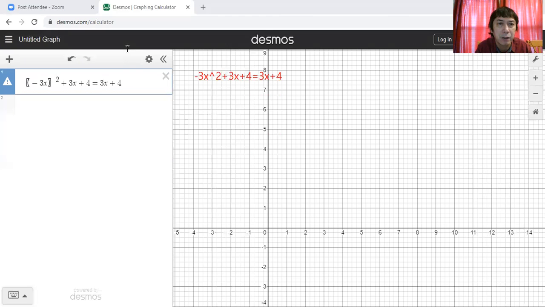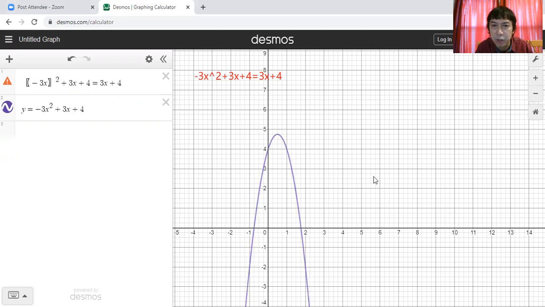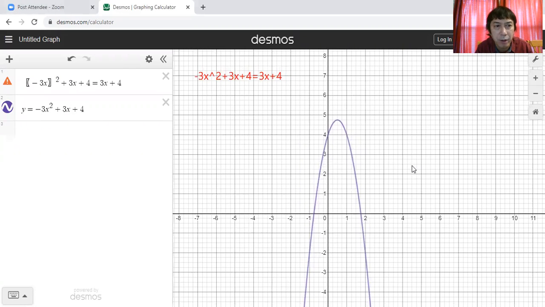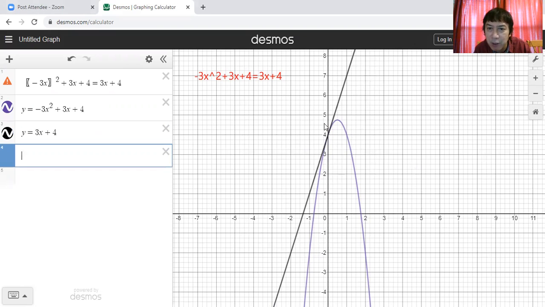Okay, so we shall do the first equation here. Y is equal to the left side. Okay, here's our graph. It's a parabola which opens downwards. Let's now graph the right side. Y is equal to 3x plus 4. And we have the answers.